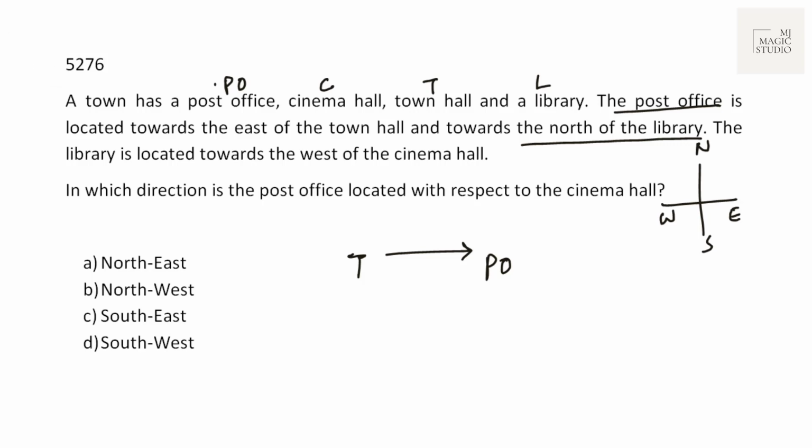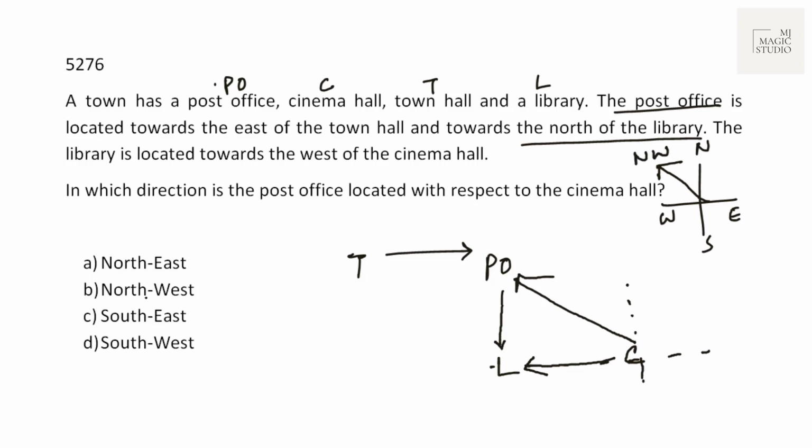Sorry, not the town hall. The post office is towards the north of the library. This should be the library. The library is located towards the west of the cinema hall. So here should be the cinema hall, and towards the west is the library. Done. In which direction is the post office with respect to the cinema hall? If this is the cinema hall, the post office is in the northwest direction. Northwest, that is in option B.